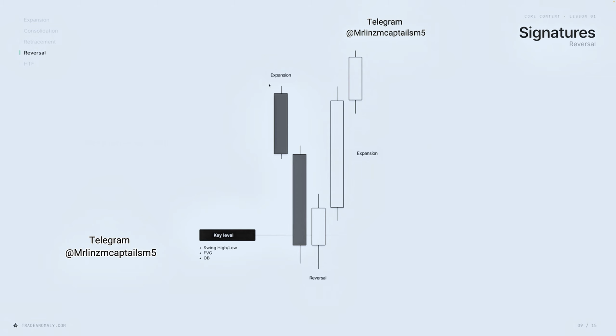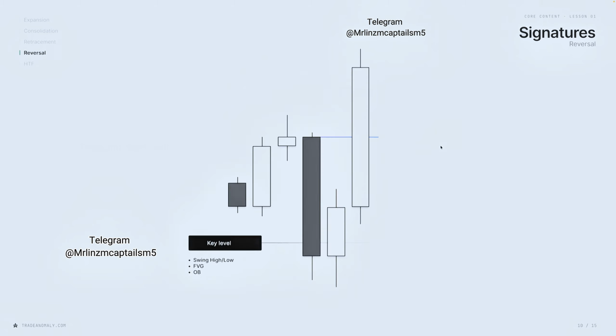This is simply when price expands into a key level, then expands away, giving us that V-shaped signature. This is what you will look for on all time frames to confirm your high probability reversal. Now let's talk about the confirmation to a reversal.